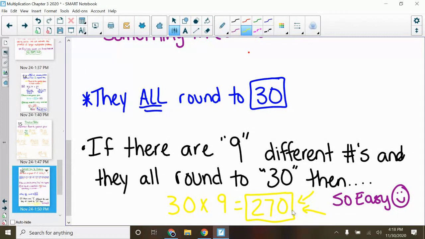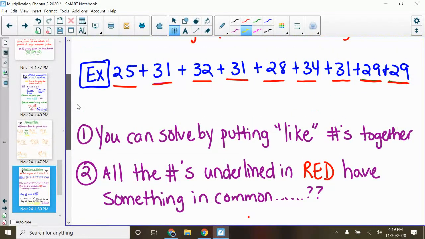So we estimate that if I added all those numbers together, I would get an answer that was somewhere around 270. Isn't that so easy? It's amazing when we learn these little tricks that math has to make things that look scary, like these big old problems, and it turns into something that could be pretty simple.